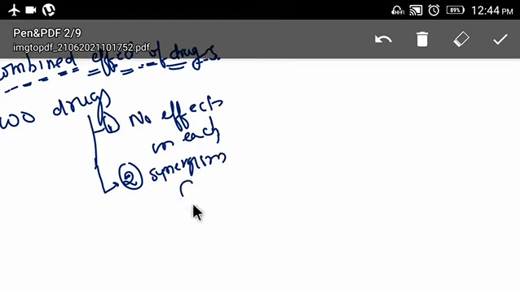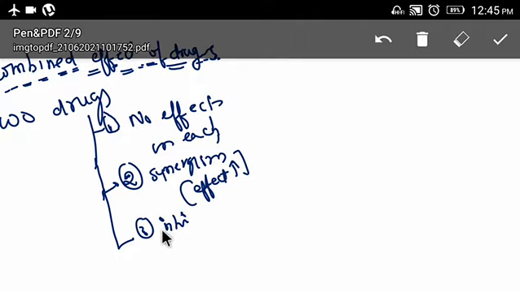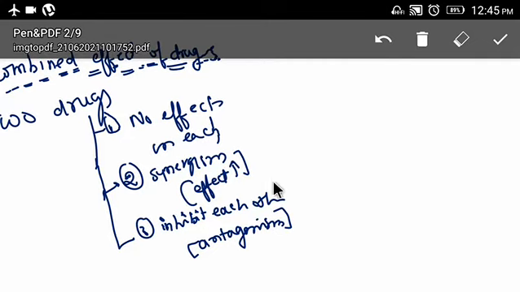That means the effect will be more, right? Or the third thing is that these drugs may inhibit each other, and this is called antagonism. Antagonism, right? So when you give two drugs at the same time to the patient, three things can happen.